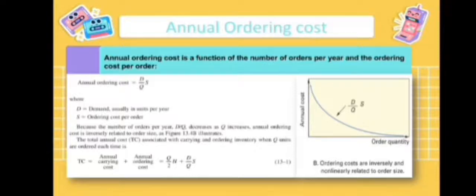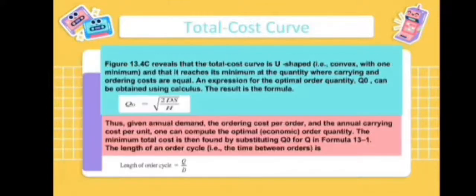Total annual cost, or TC, is equal to annual carrying cost plus annual ordering cost, which is equal to Q over 2 times H plus D over Q times S. Note that D and H must be in the same units, for example months or years.